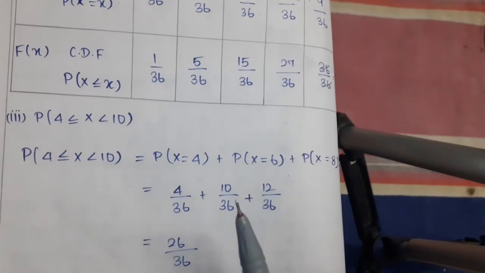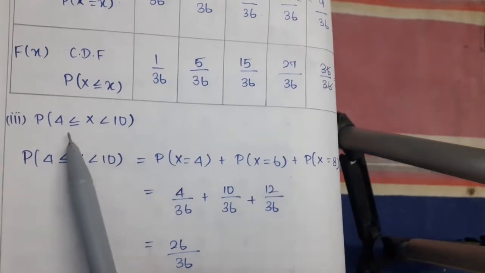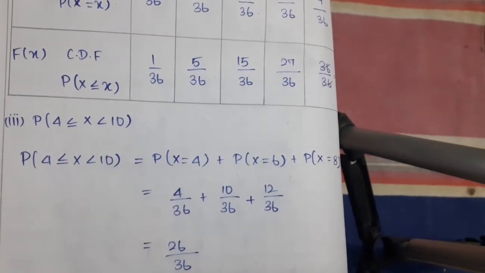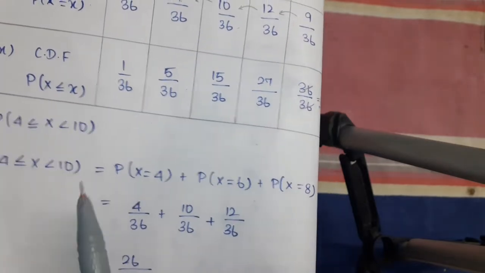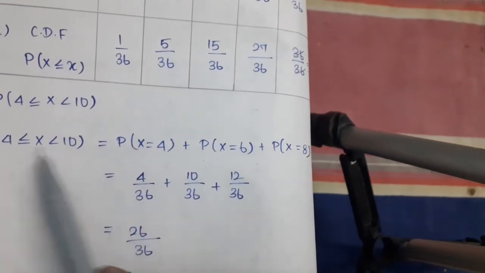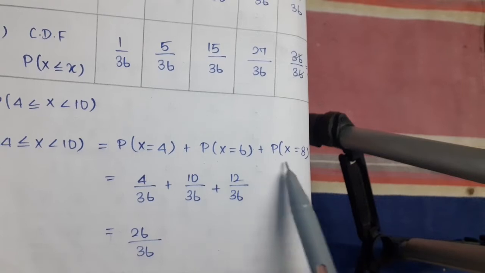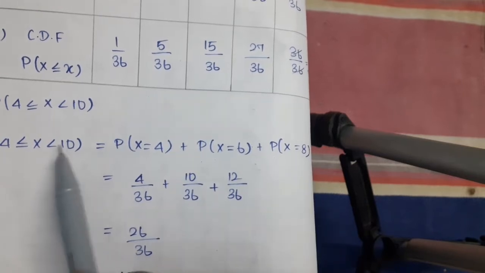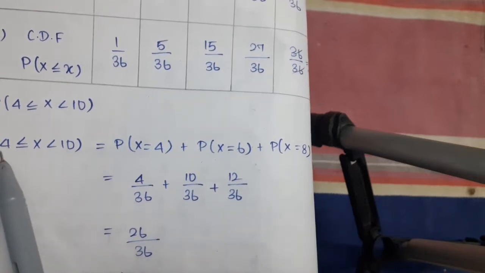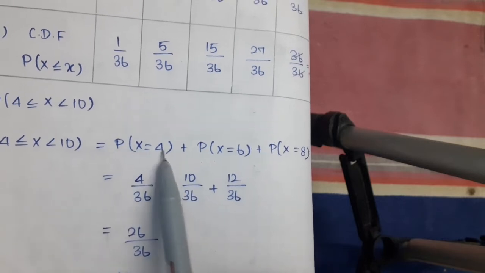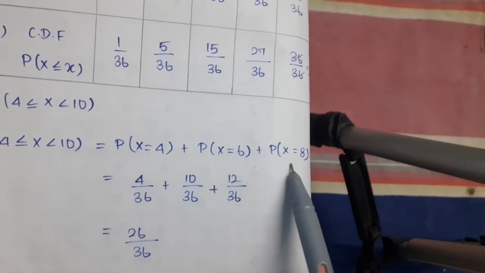Next, what is the third question? X lies between 4 less than or equal to x less than 10. Not less than or equal to 10. So we select the values, what? X is equal to 4, x is equal to 6, x is equal to 8. Because less than 10, not less than or equal to 10. We select the values, what are the values? x is equal to 4, x is equal to 6, x is equal to 8 only.